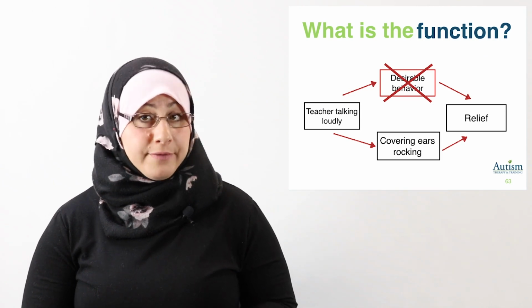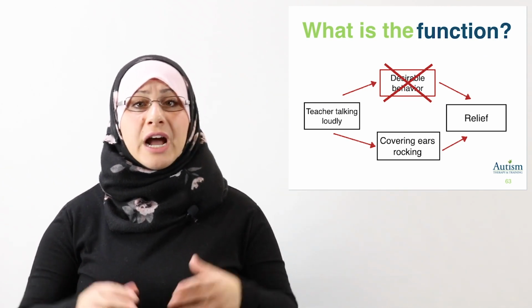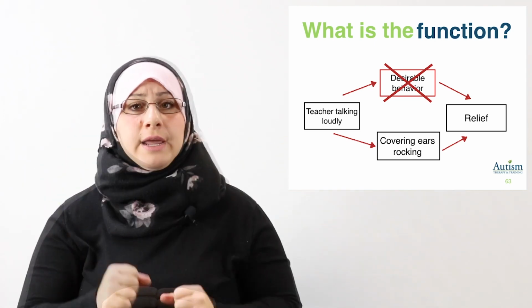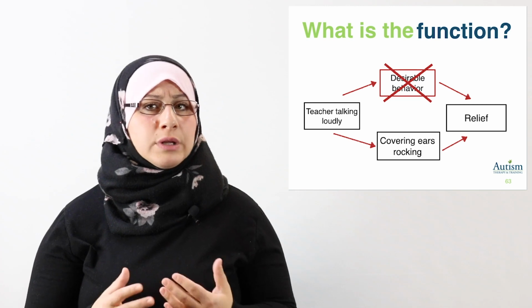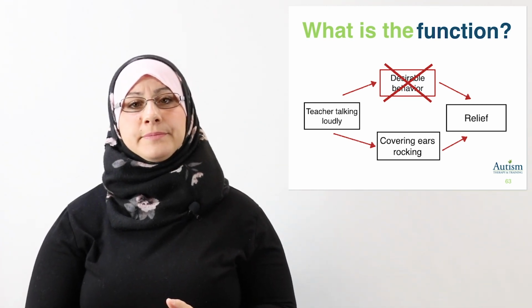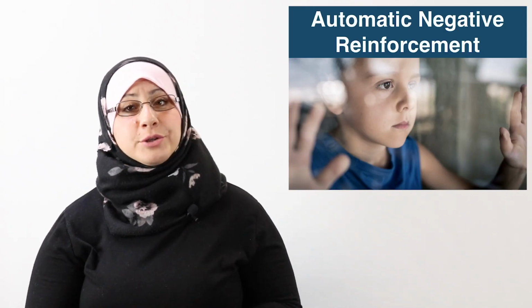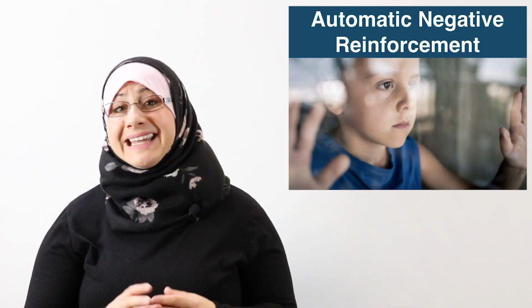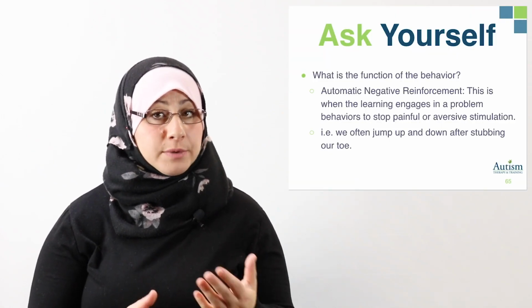What's the function of the behavior here? So the teacher is talking loudly and the learner covers their ears and starts rocking. The learner is doing this because it's giving them relief. Take a moment and think about this one. Now, if you said automatic negative reinforcement, then you're absolutely right. This is when the learner engages in a problem behavior to stop painful or aversive stimulation.